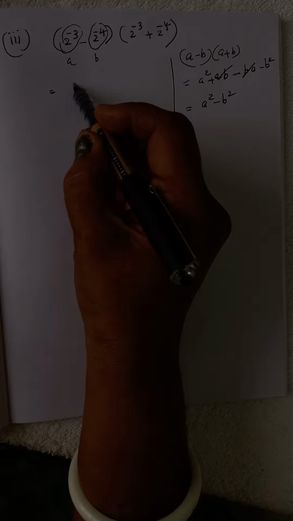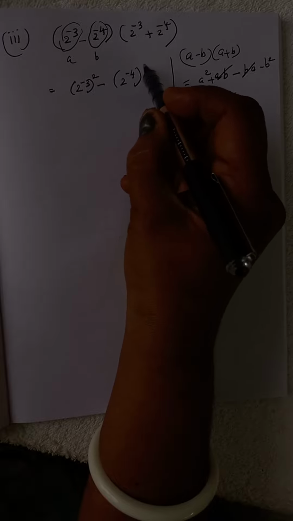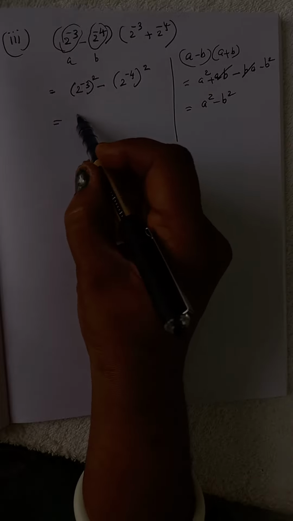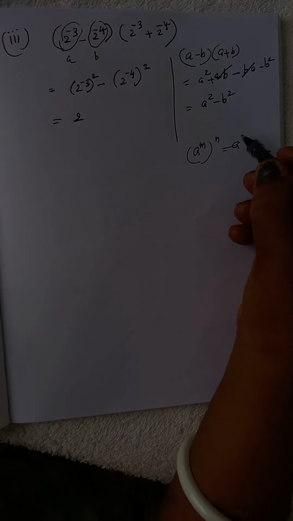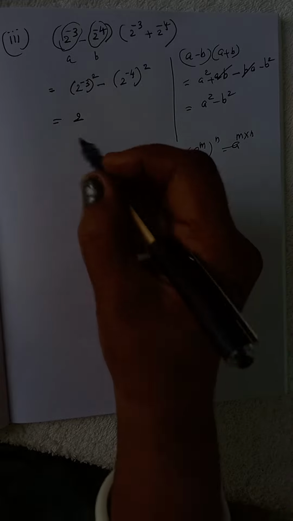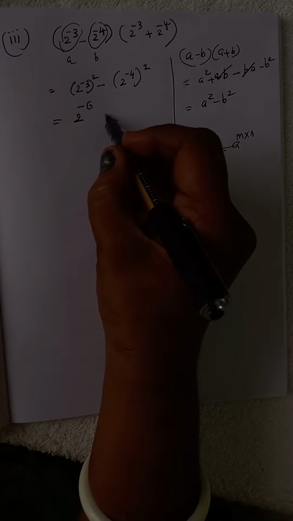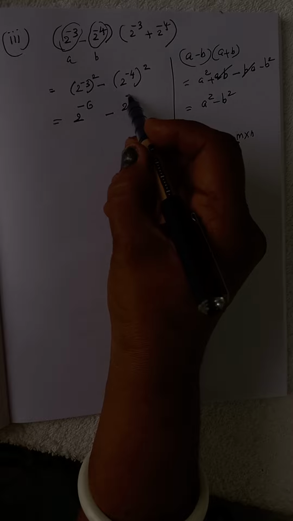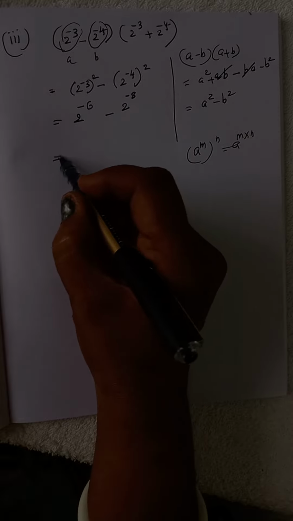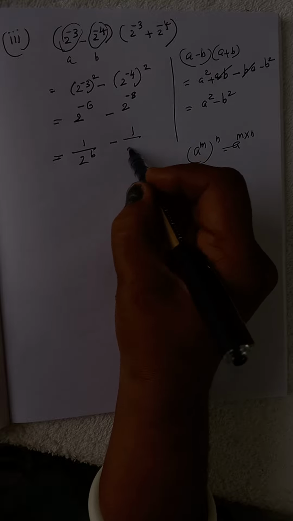So (2^-3)^2 minus (2^-4)^2. Now we apply (a^m)^n = a^(m×n). So 2 raised to minus 6, that is 3 into 2, and then minus 2 raised to minus 8, that is 4 into 2. That is equal to 1 by 2^6 minus 1 by 2^8.